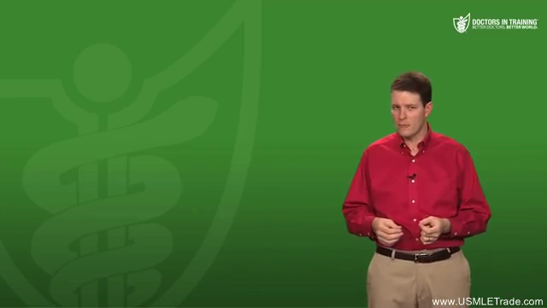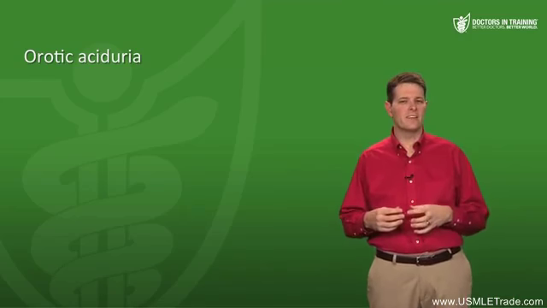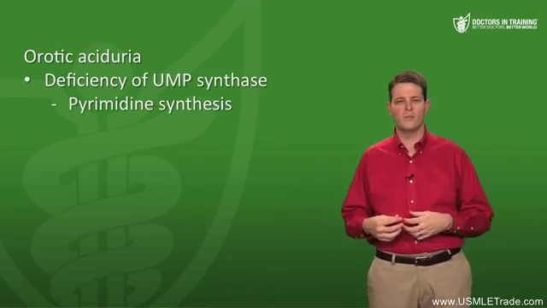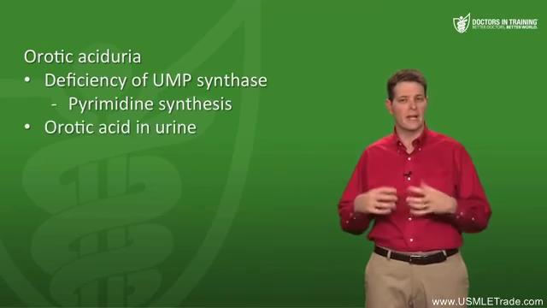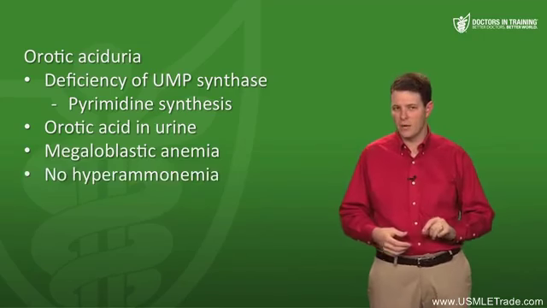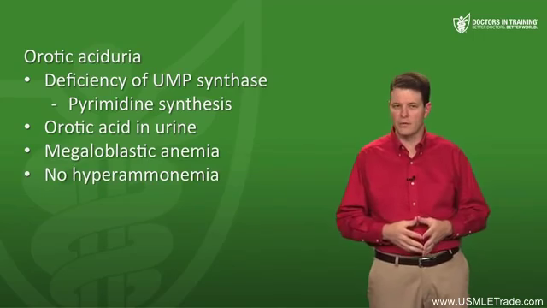Remember what that was? Orotic aciduria. We talked about orotic aciduria as a disease related to the deficiency of the enzyme UMP synthase, which is involved in pyrimidine synthesis, where you get orotic acid in the urine and megaloblastic anemia, but you do not see hyperammonemia. Hope that sounds familiar. If not, you should probably go back and review that.